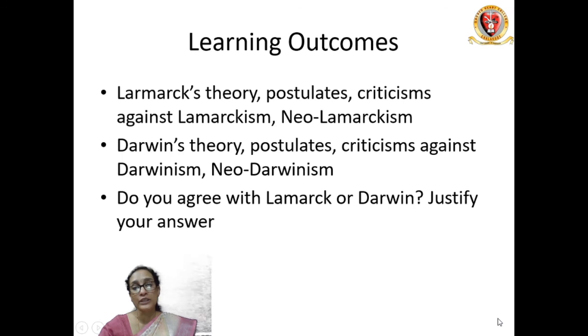So when you talk about Lamarck's theory, the main 2 points under Lamarck's theory are the use and disuse theory and the theory of inheritance of acquired characteristics. And when you talk about Darwin's theory, it is the theory of natural selection and survival of the fittest. Now let me come back to our learning outcomes.